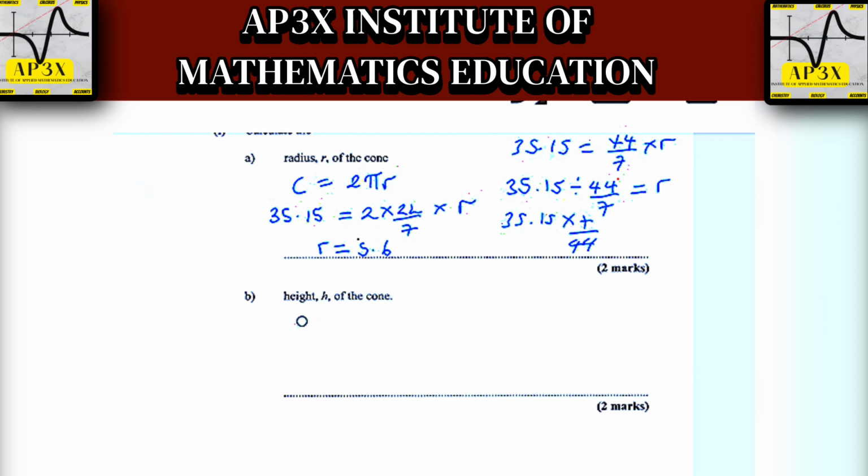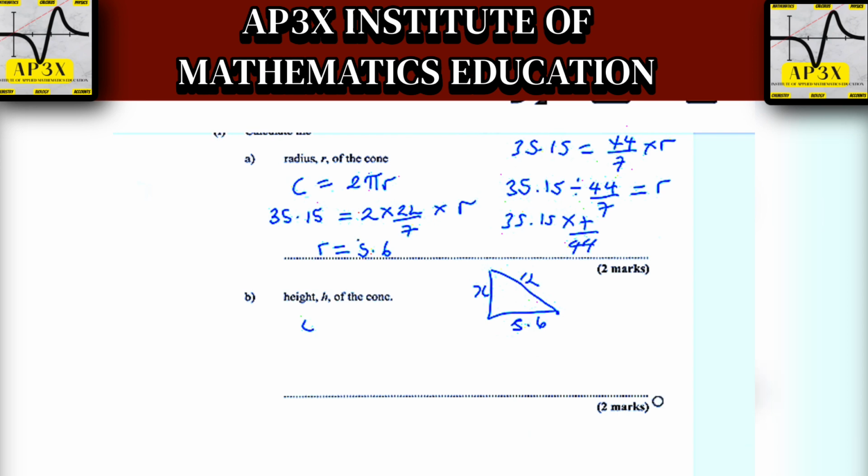Okay, so because we're dealing with a right angled triangle, and we're looking for this side here, and this side is already 12, and this we just calculated to be 5.6, we know that the Pythagoras theorem is going to be applied here. And so let's go ahead and do that. So now what we're looking at is c squared is equal to a squared plus b squared.